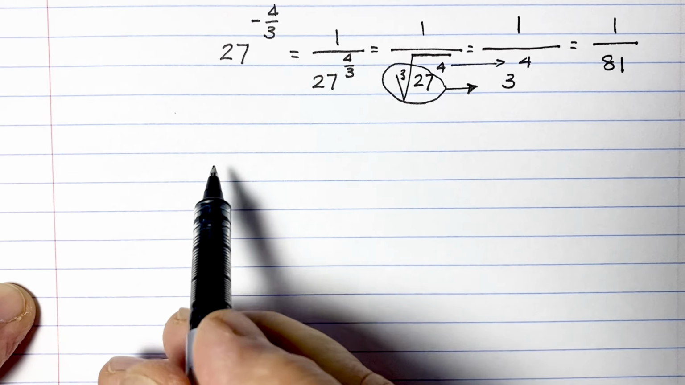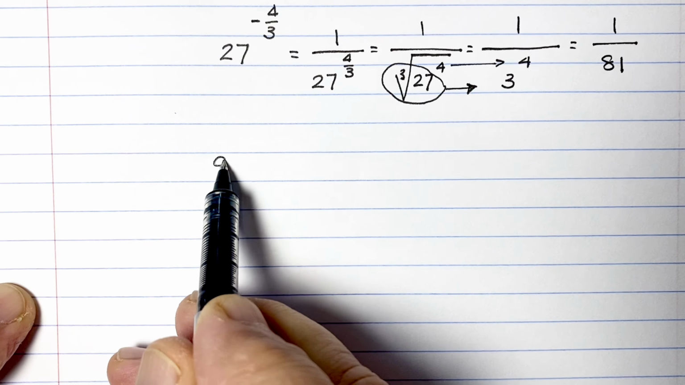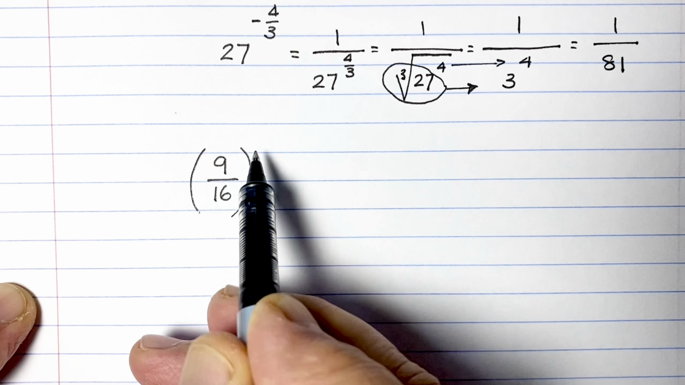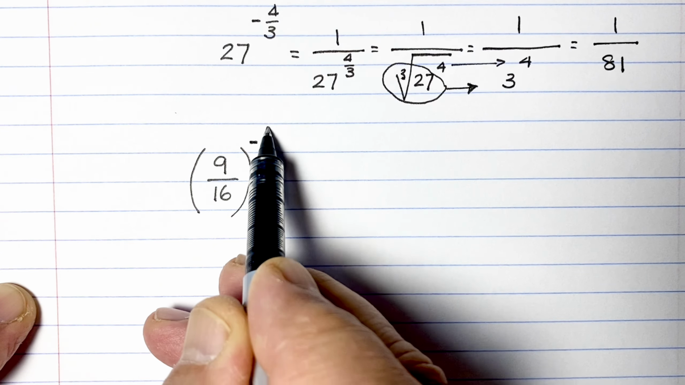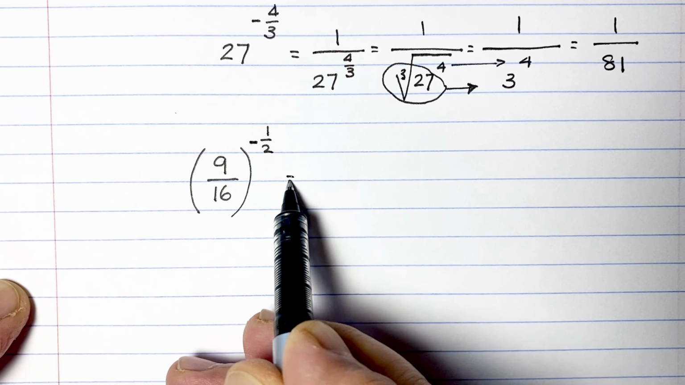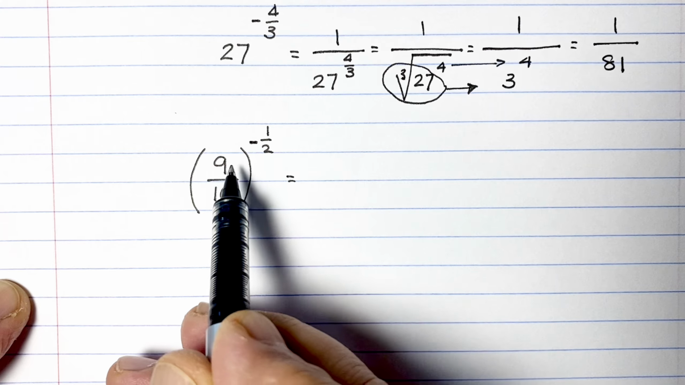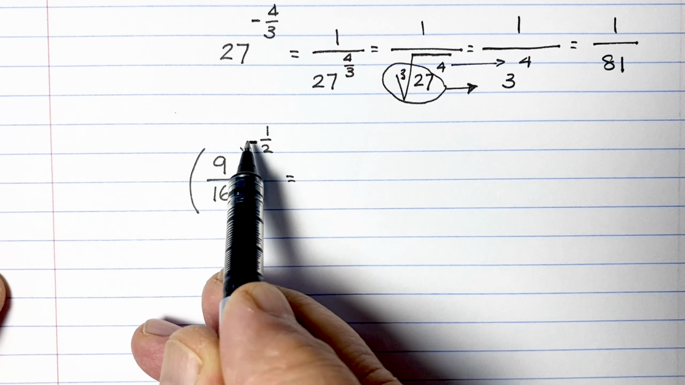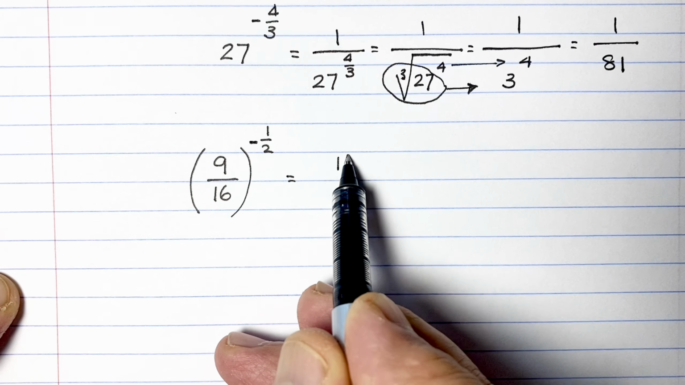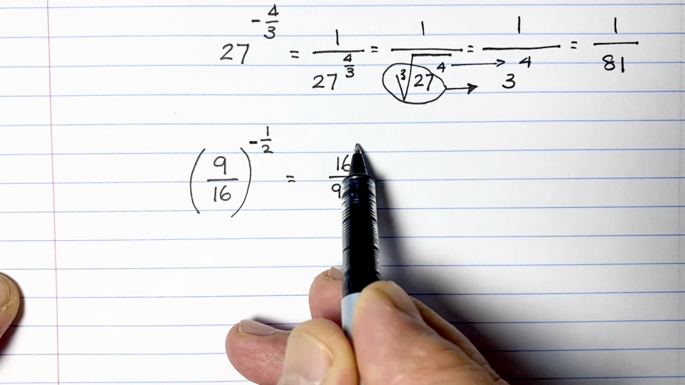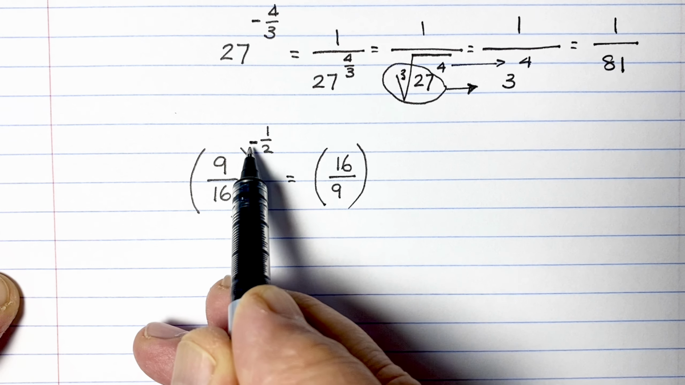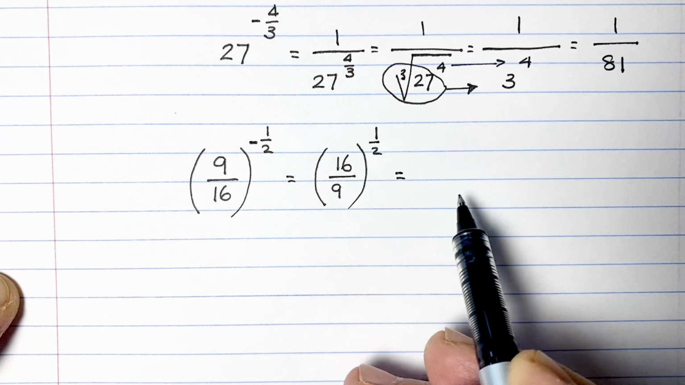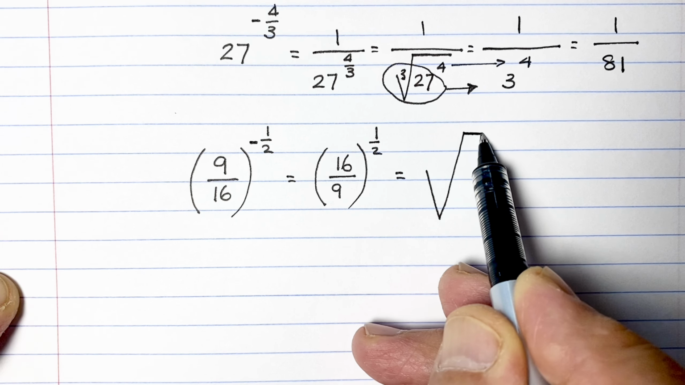Now let's give you 9 over 16, both to the power of minus half. Law number 4: you've got a fraction, so your fraction turns upside down, at the expense of minus becoming a plus sign. So that becomes 16 over 9. To the power of a quarter minus half becomes plus half. And we know what plus half means. It's a root. It's a square root.